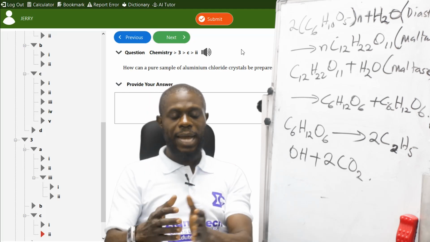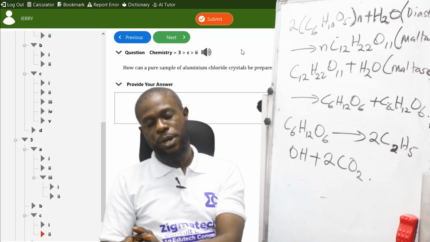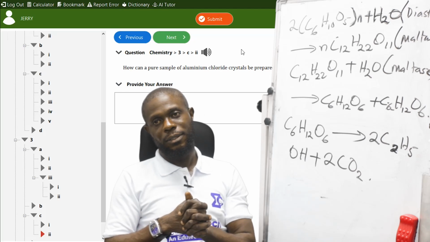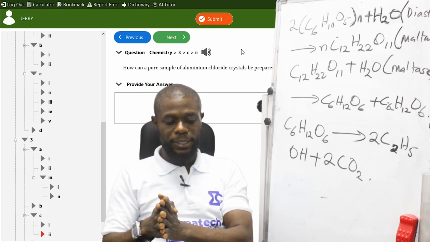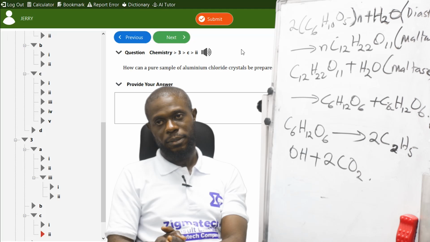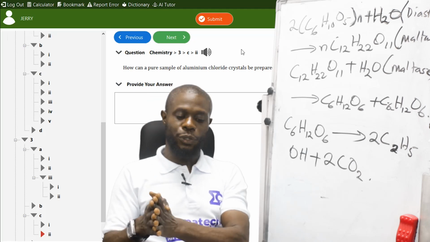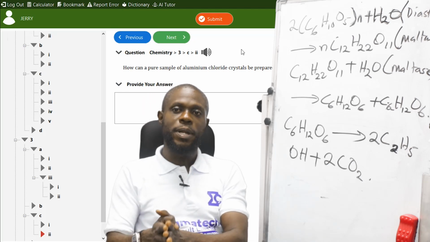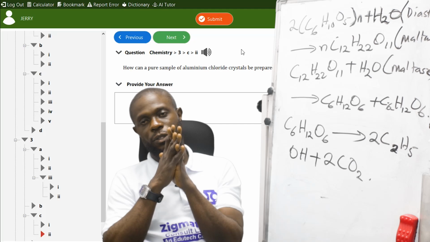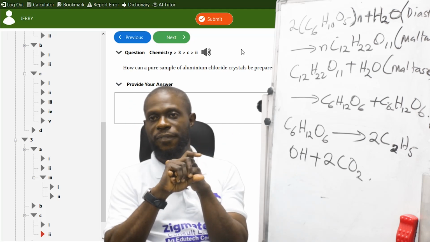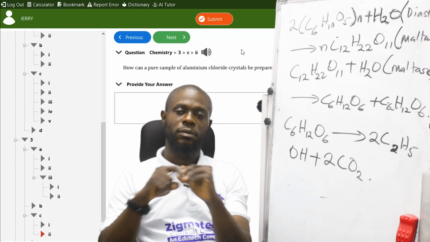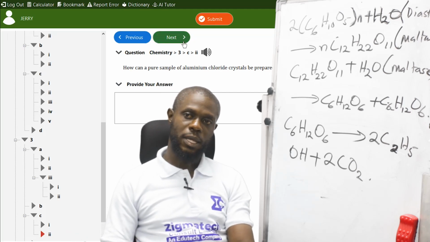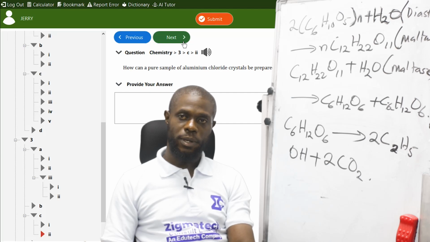So that means add dilute hydrochloric acid to excess aluminum, then remove the excess metal and keep the filtrate in a warm place. Evaporate the filtrate to the point of crystallization, then leave it in the sun. So that is how to prepare a sample of aluminum chloride crystal from aluminum.